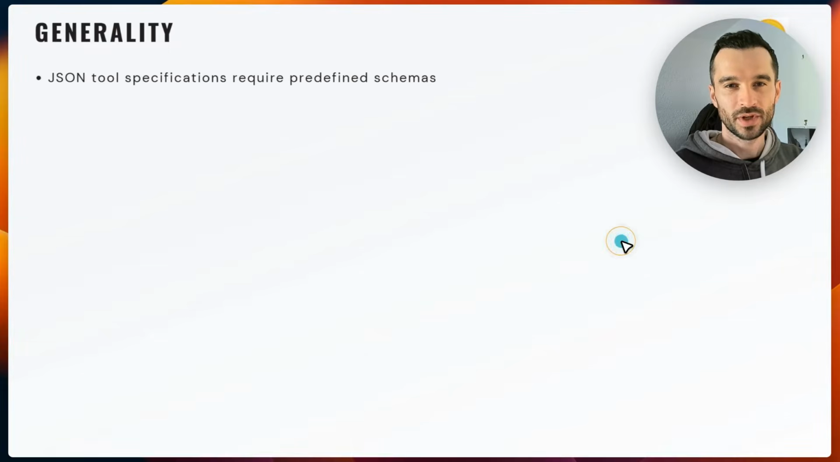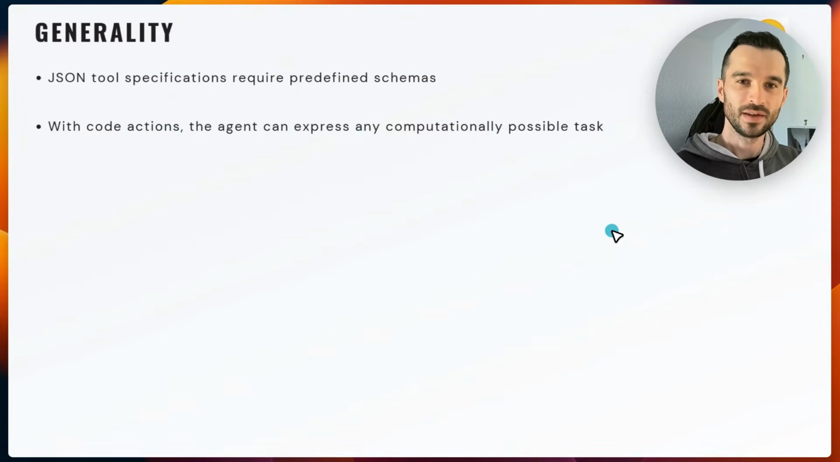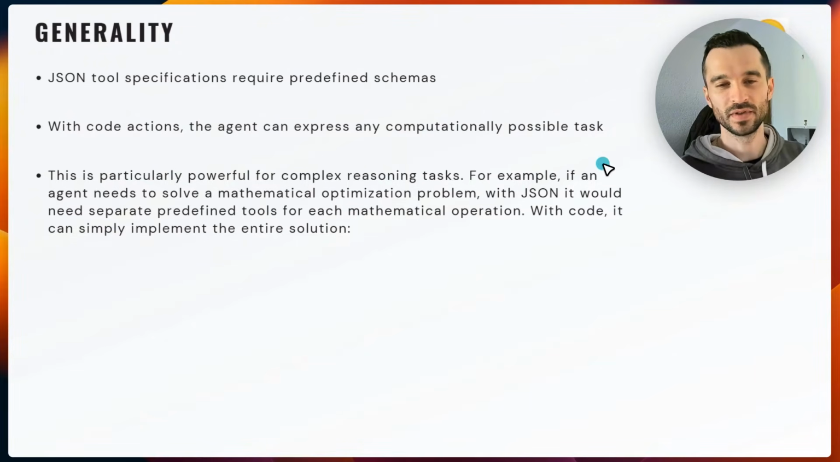The third key advantage is generality. JSON tools specification requires predefined schemas. You have to anticipate and define every possible action your agent might need to take. With code actions, the agent can express any computationally possible task. It can define new functions on the fly, implement algorithms from scratch when needed, and adapt to novel situations without requiring predefined tools. This is particularly powerful for complex reasoning tasks.